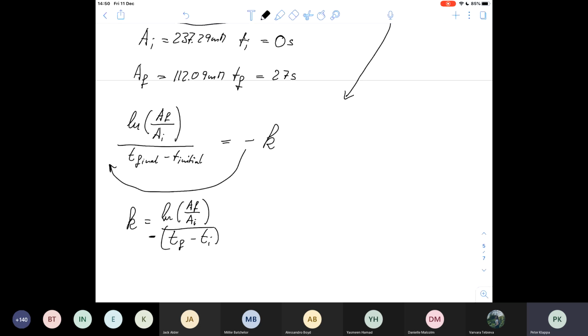And all I need to do now is plonk in the numbers that I have in my table. So this would be ln of A final, 112.09, over A initial, 237.29. The millimolars cancel out, divided by negative, T final, that is 27 seconds minus 0 seconds. The 0 I don't really need. So all I need to do is put that in a calculator.